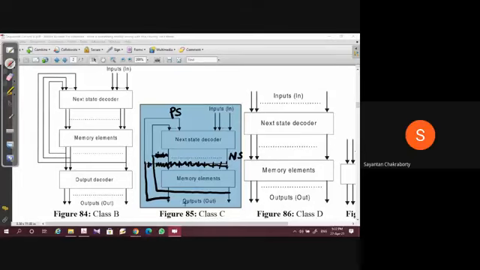So the output, which is nothing but the present state, will be fed back to the next state decoder, and the next state decoder, depending upon the present state and the input, will generate the next state variables, which will again be stored in the memory element. These next state variables will become the present state for the t plus 1th instant, or the next instant. So these are the two Moore models. Now there will be class D and class E circuits. What are these?